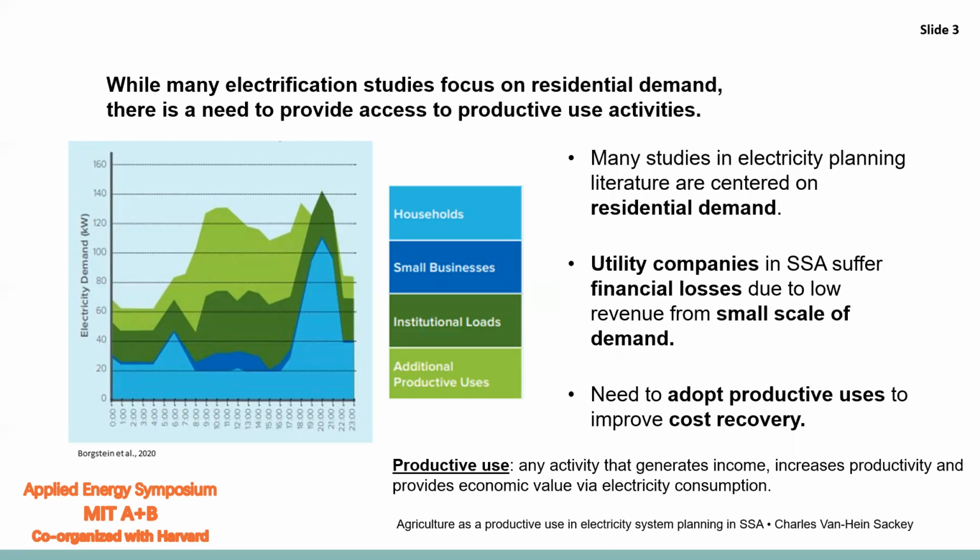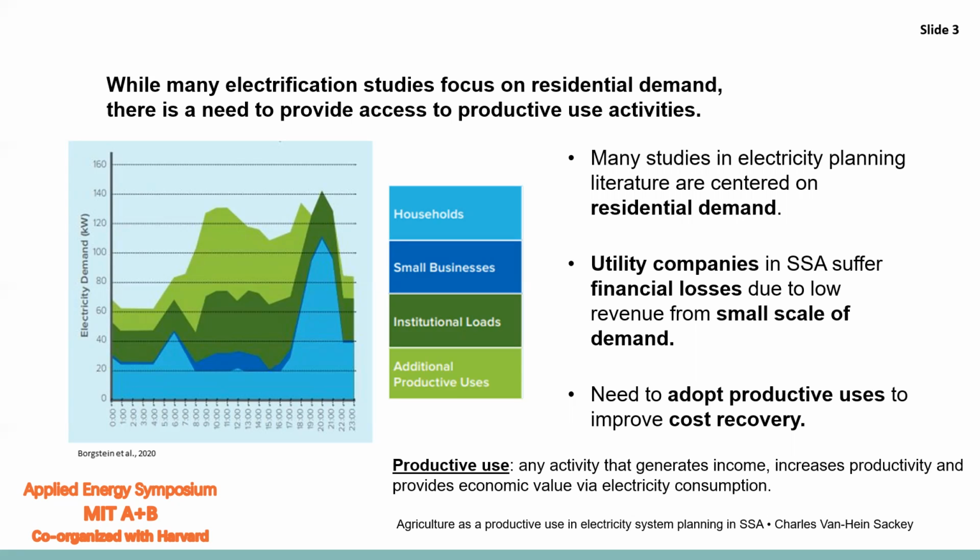With off-grid technology gaining traction in sub-Saharan Africa, electrification models have been developed to determine the optimal distribution of grid and off-grid electricity supply. However, the majority of electrification models and research have focused on residential demand in sub-Saharan Africa. While residential access to electricity does improve people's standard of living, studies show that most of the utility companies in sub-Saharan Africa are unable to recover their costs due to the small scale of residential demand. This is why productive uses of electricity are important.